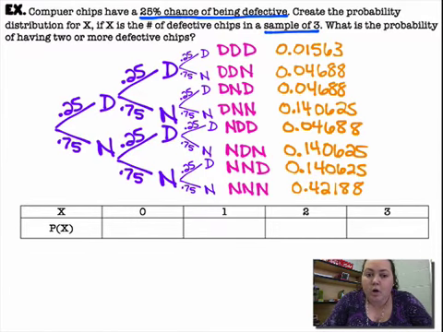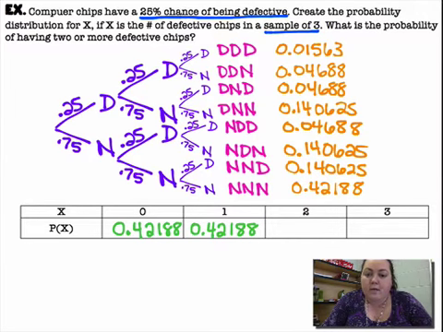So there's all my different probabilities in my probability model. So I'm going to put those into a table. So x, the number of defective chips, could be 0. If I have 0 defective chips, then that means that they're all non-defective. Well, there's only one time that happens, and my probability was 0.42188. If the probability has 1 defective chip, then it has 2 n's and a d, and if I add the ones where there's 2 n's and 1 d, it comes out to 0.42188 also.